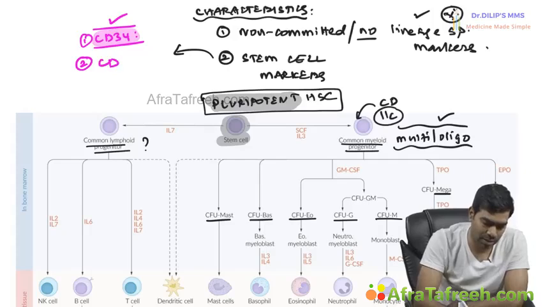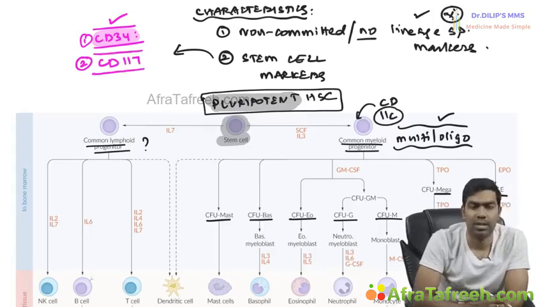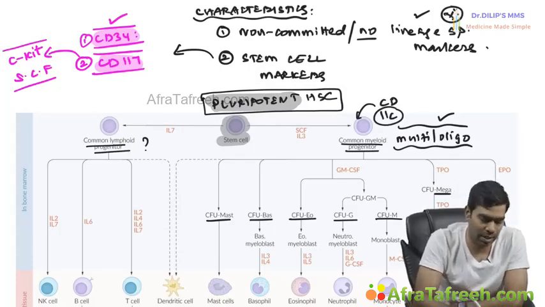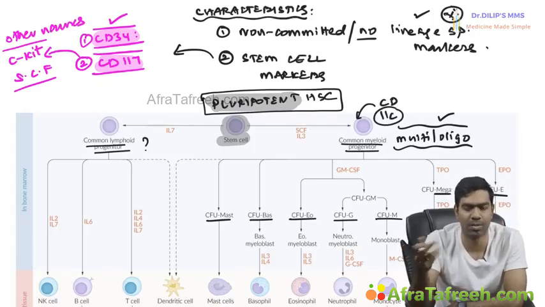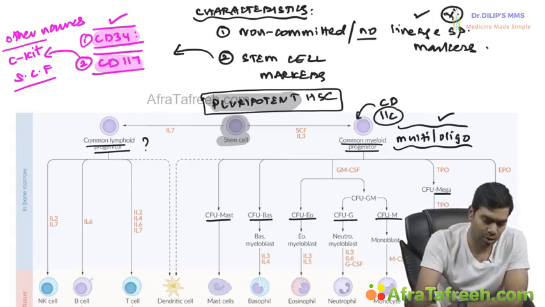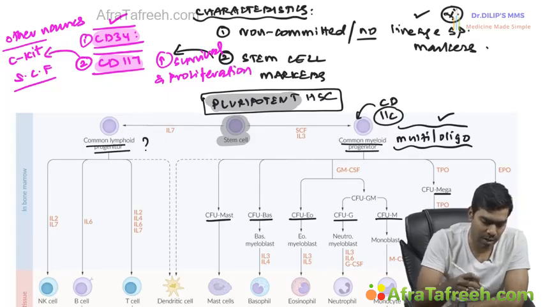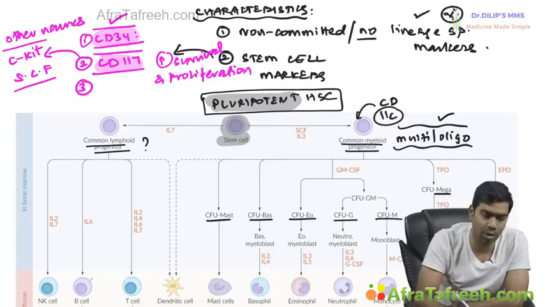Second, you have CD117, which is also called c-KIT or stem cell factor. There are other names for it. You would have encountered CD117 in GIST, gastrointestinal stromal tumors, but here also it is very important. What is the function of CD117 if they ask you? It increases stem cell survival and proliferation. So c-KIT, CD117, otherwise called stem cell factor, is again a very important stem cell marker.